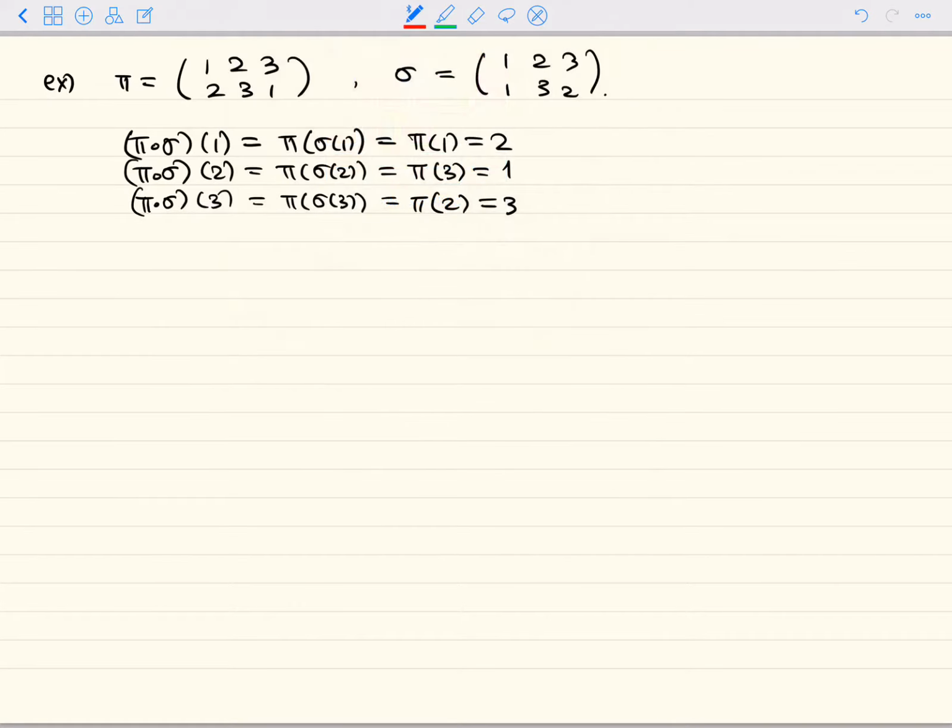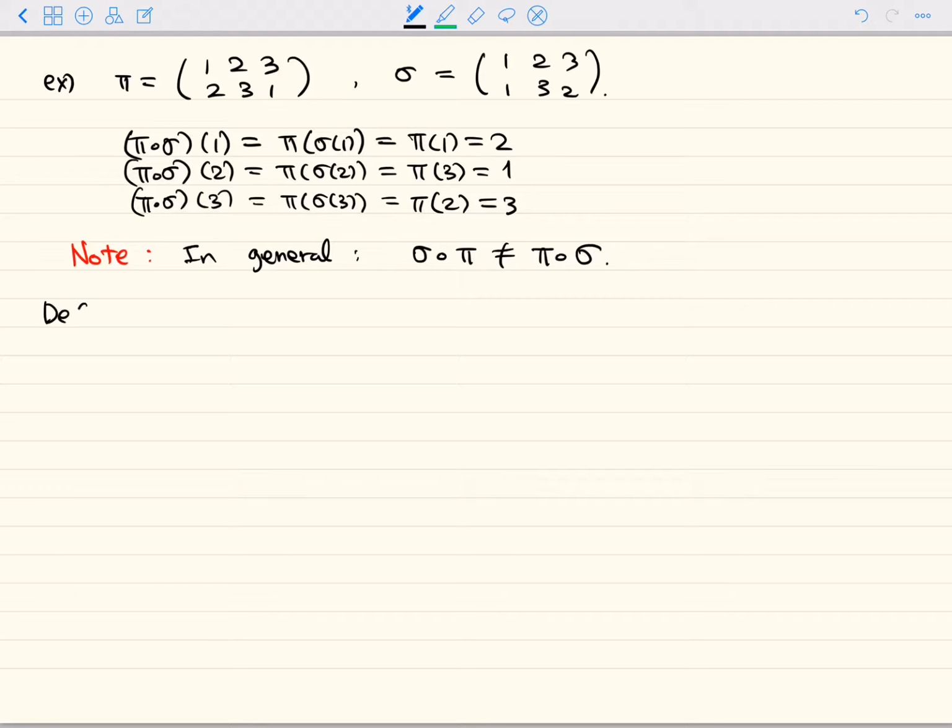Note that in general, so warning, sigma compose pi is not equal to pi compose sigma. So the order of the composition is important.